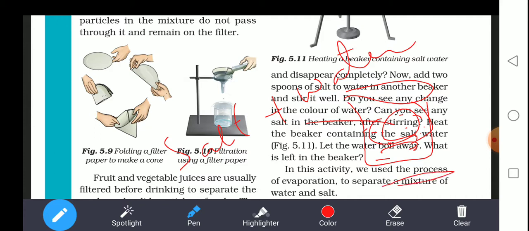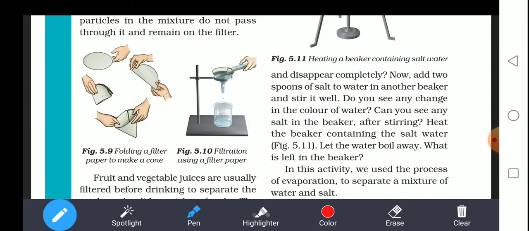Now supply heat. If you supply heat, what happens? Let the water boil away. What is left in the beaker? After supplying heat continuously, the water gets evaporated, and at the last part, what will you observe? You will find solid salt. We use the process of evaporation to separate a mixture of water and salt.